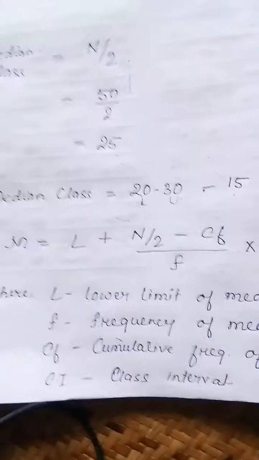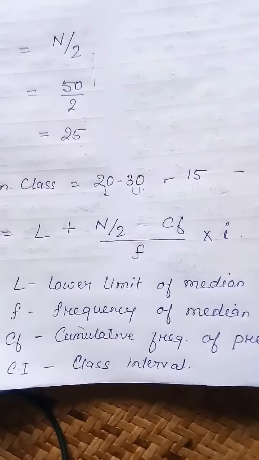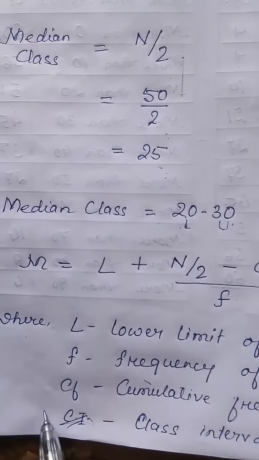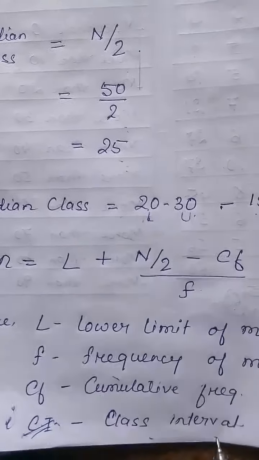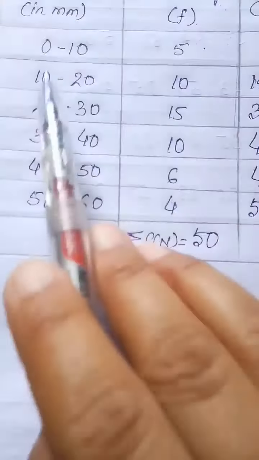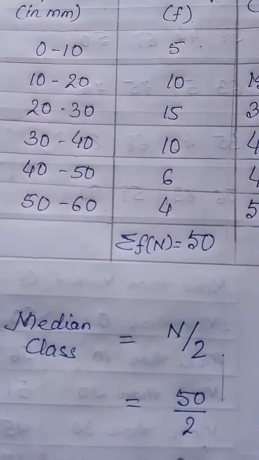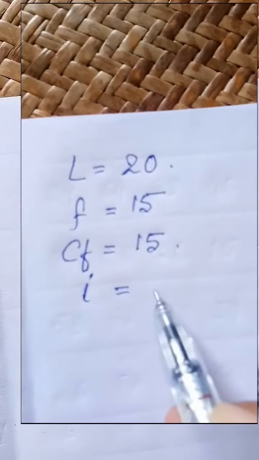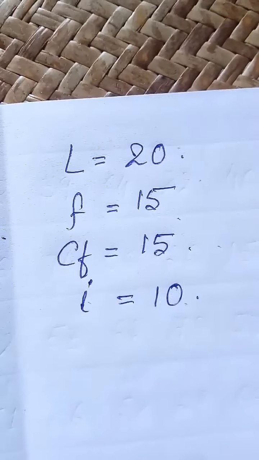The last one is I, which stands for class interval. Here the class intervals are 0 to 10, 10 to 20, which means we are using a class interval of 10. So I is equal to 10.